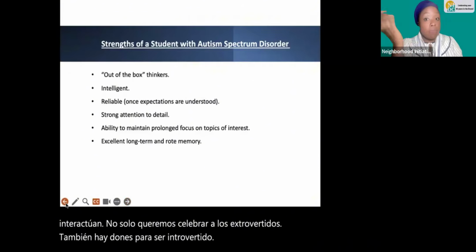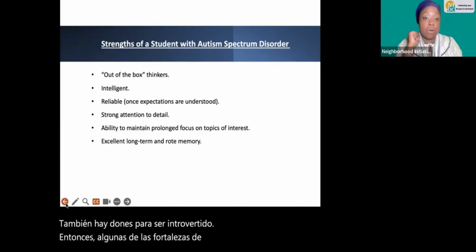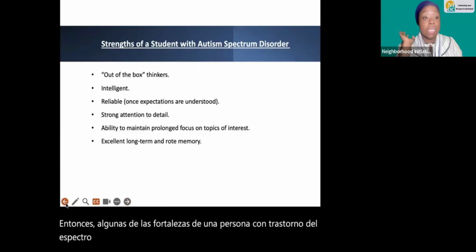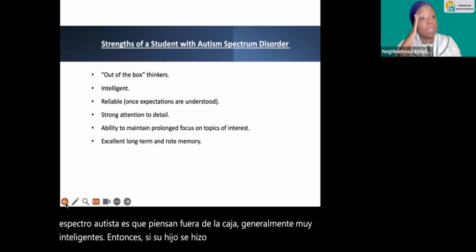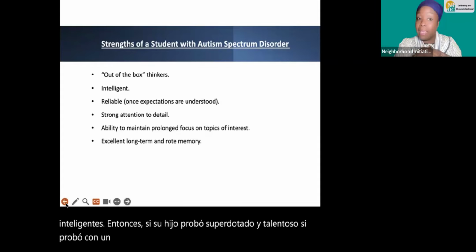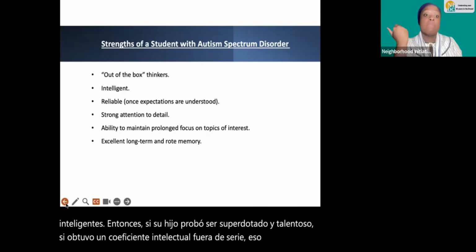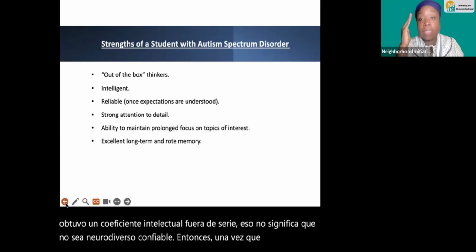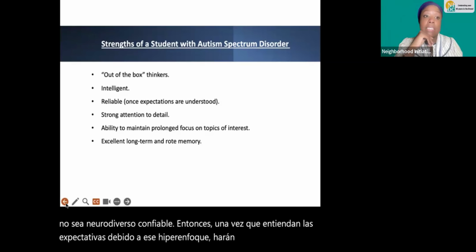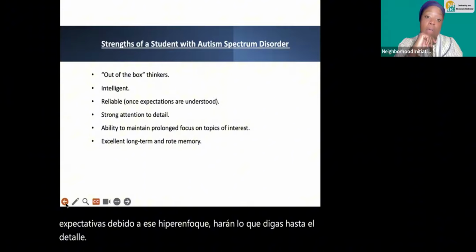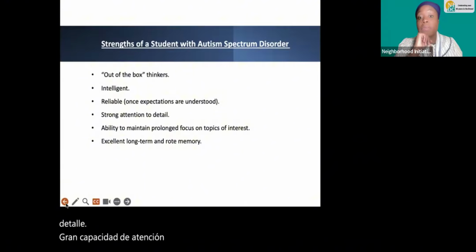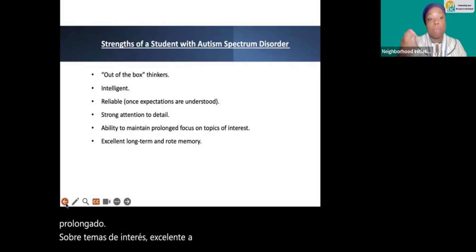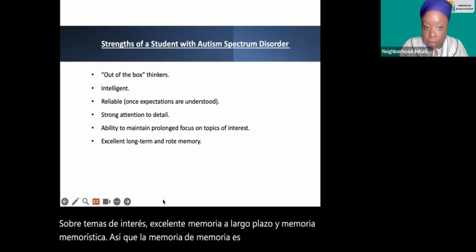So some of the strengths of a person with autism spectrum disorder is they think outside of the box, usually highly intelligent. So if your child tested gifted and talented, if they tested with an off the charts IQ, that doesn't mean that they're not neurodiverse. Reliable, so once they understand the expectations, because of that hyper focus, they're going to do what you say down to the detail. Strong attention to detail, ability to maintain prolonged focus on topics of interest. Excellent long-term memory and rote memory. So rote memory is like learning your multiplication tables.